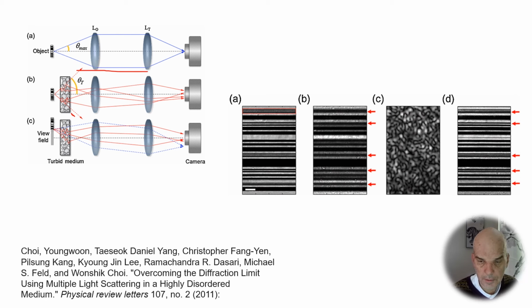C is experimental data of images taken through a turbid media. So we have a lot of scattering of a coherent field, and the field that we see is highly disordered and speckled. But by computational processing, one can recover the image shown here in D. Today, we're going to talk about how this works.